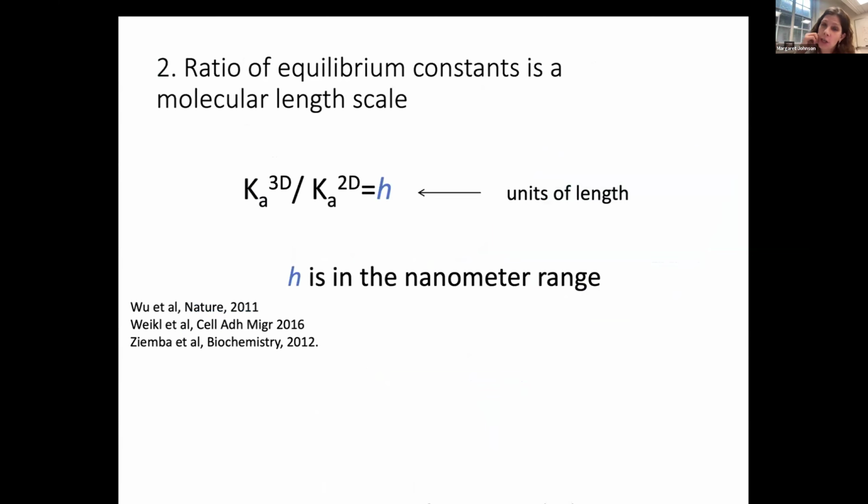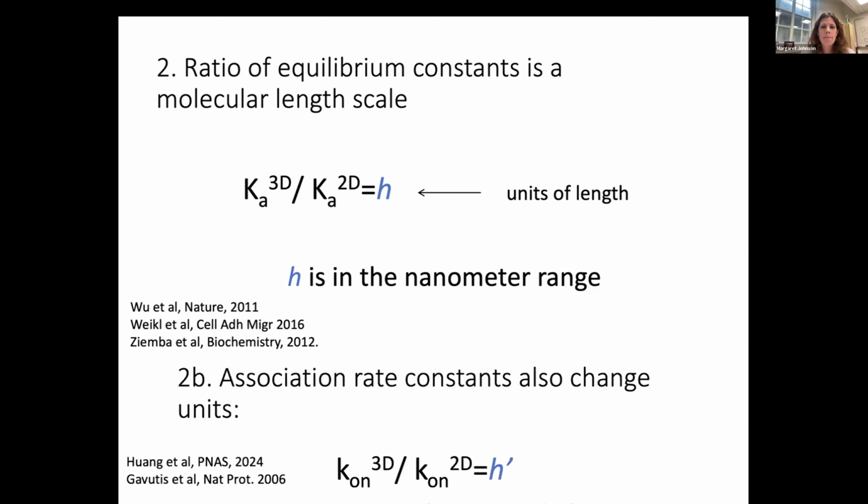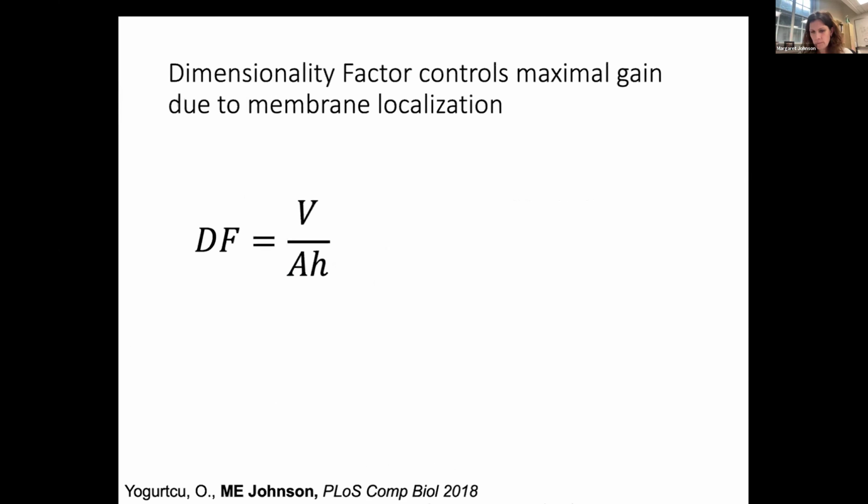Okay, and so this is a measurable quantity. We're just going to assert that we know what it is. And you can think about it as a measure of how much you fluctuate when you're on the membrane. What is the length scale that you fluctuate over? So in general, we assert it's in the nanometer range. The rate constants, again, have the same length scale, but now it can also be influenced by changes to diffusion.